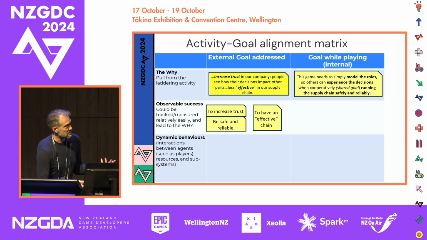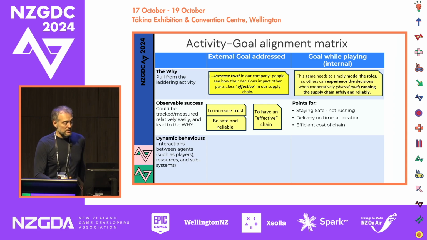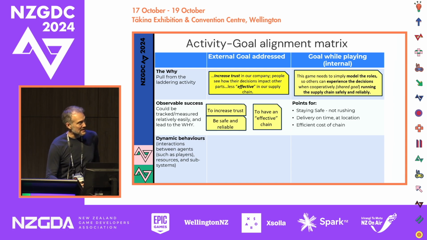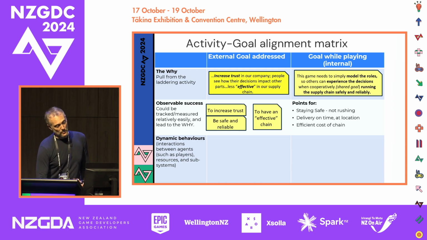It's to increase trust, be safe and reliable, have an effective chain. Conveniently, when I remade that ladder, I used the words I could pull right into this diagram. But yeah, that's basically how it works. You just pull in the values and say, well, you want increased trust. That's the goal you want. So in the game, we need to be able to show how trust is going up, how you can be safe and reliable. That's what an effective chain looks like. And so, okay, maybe we'll do something quite reductive and say you get points for staying safe, right? Or delivering on time and at location, or efficient costs of a chain. We didn't just give them points for being safe, by the way.